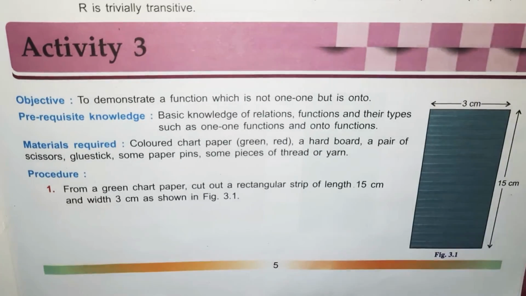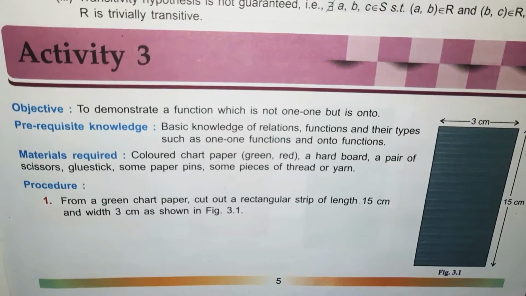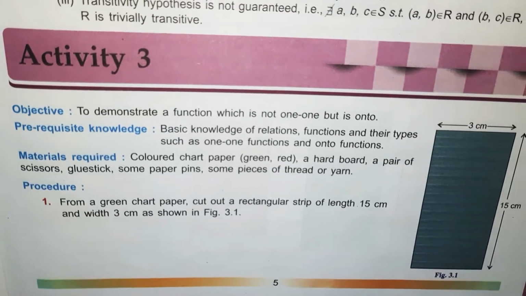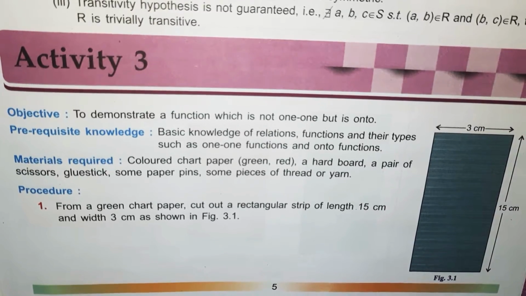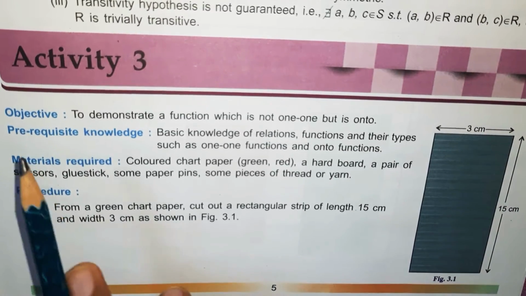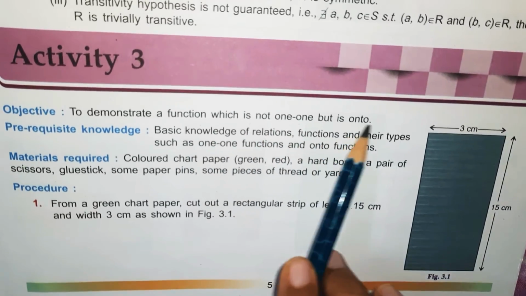Now this topic is related to functions. Earlier we have taken the topic of relation, equivalence relation. Now I am taking the topic of one-one and onto functions. So what we need to do? The objective is to demonstrate a function which is not one-one but is onto.